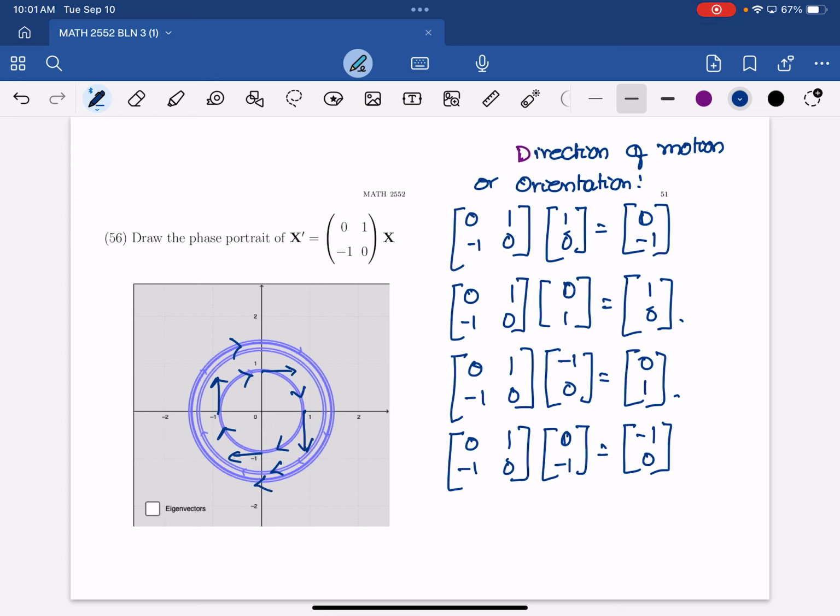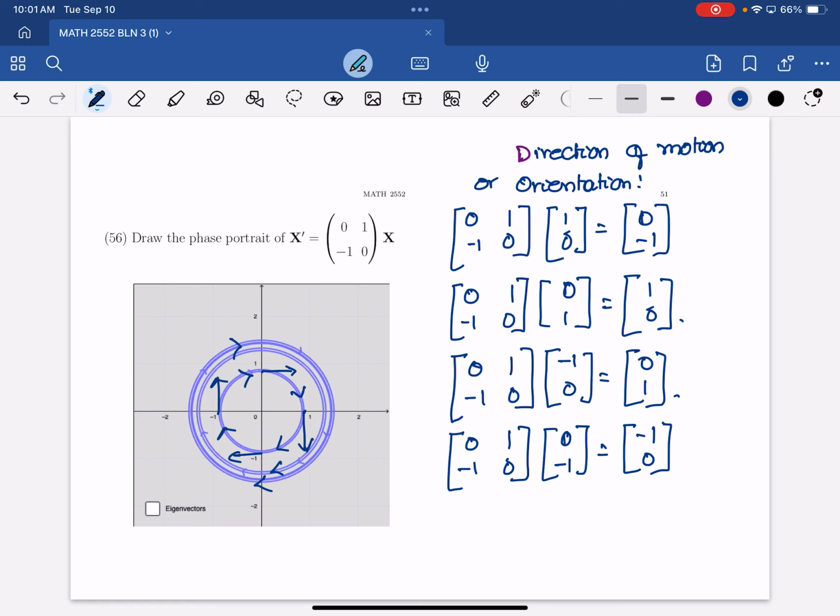Would there ever be a case where it goes counterclockwise? Like for this stable phase motion, will there ever be a case where it goes counterclockwise? Yes, it depends on the matrix A. It is possible to have a stable center with the direction being counterclockwise, but that depends on the matrix A.